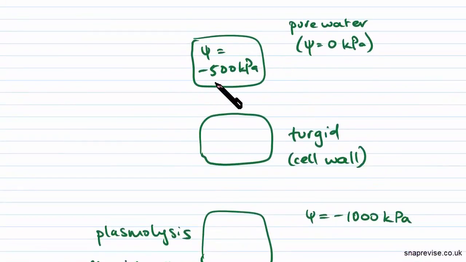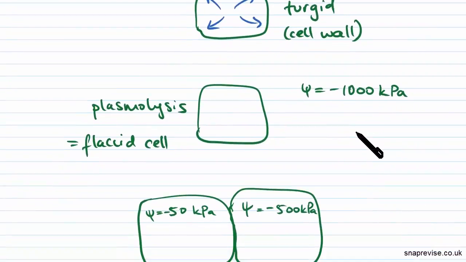Well, if you put a cell into a solution or a solvent with a very high water potential, so in this case pure water, because the water potential on the inside of the cell is lower than the water potential outside the cell, water moves in, and this causes the cell to become turgid, and that's because plant cells have cell walls, so they can withstand the pressure that the water puts on the cell, so they don't burst, unlike animal cells.